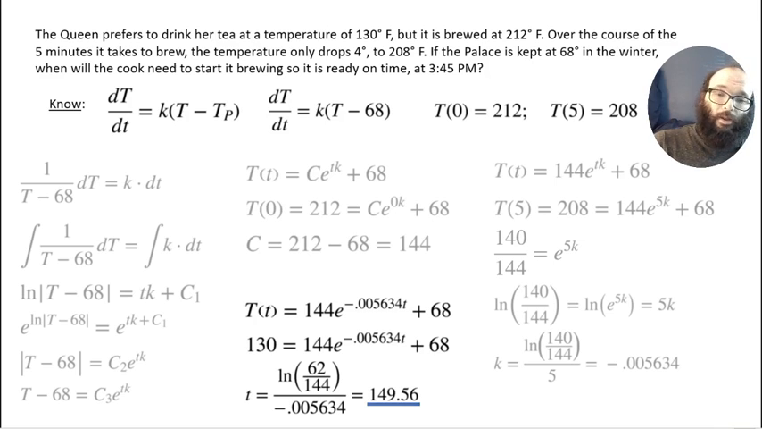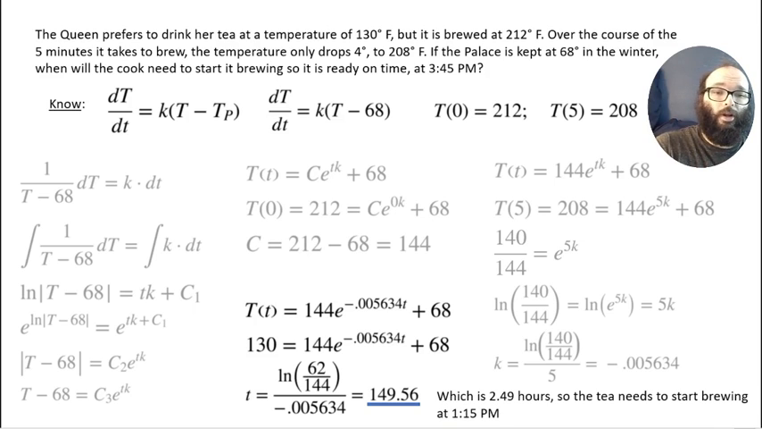And once we have that value, of course, now we're basically there. We just have to do a little tiny bit of basic arithmetic with our times to figure out, by dividing by 60, that 149.56 minutes is just 2.49 hours. And if we're looking at 2.5 hours before 3:45, well, that's just going to be 1:15 p.m. That's when the tea needs to be brewed in order for it to be ready to drink on time if we use this very well insulated pot that we have discovered in this problem. And that's it for that problem.